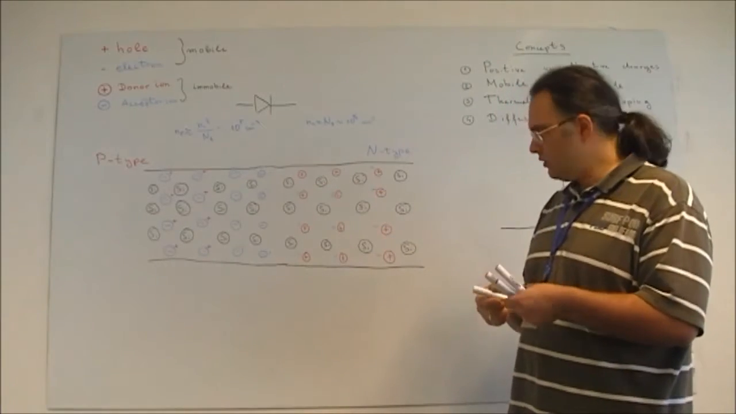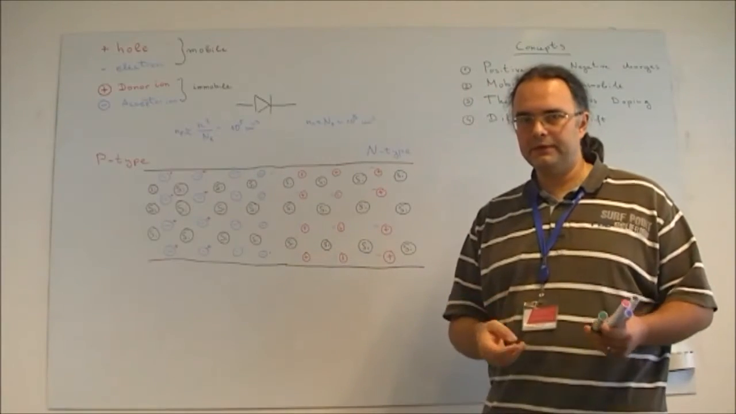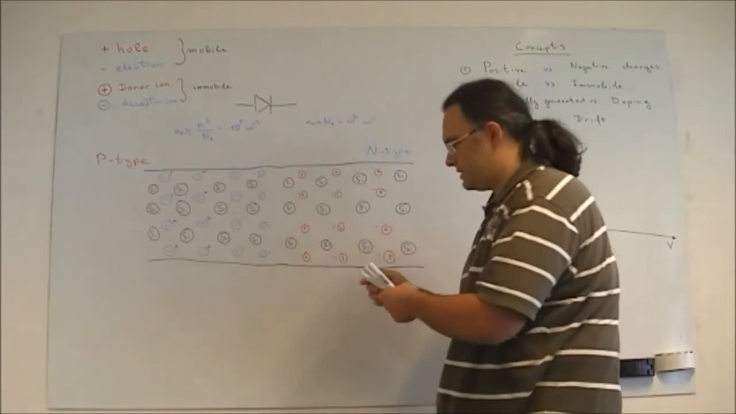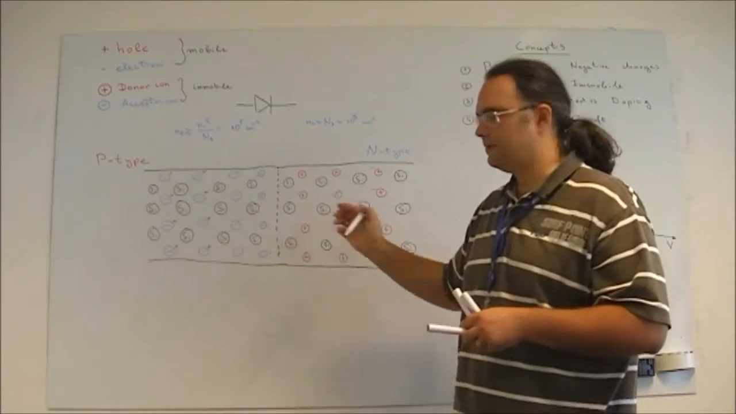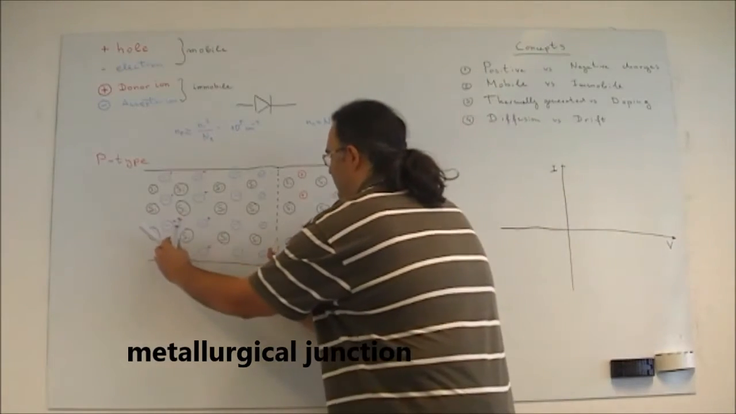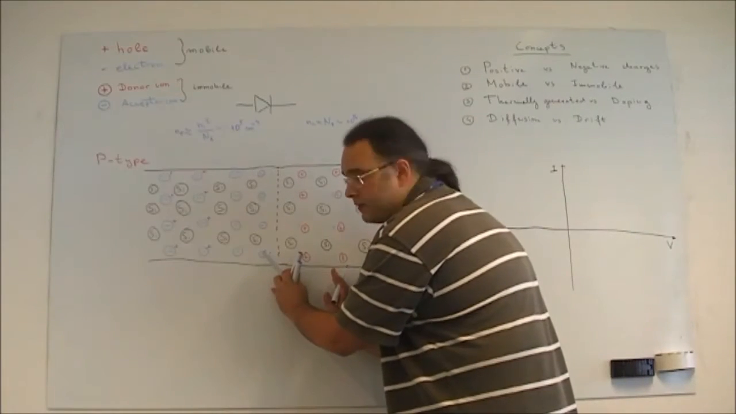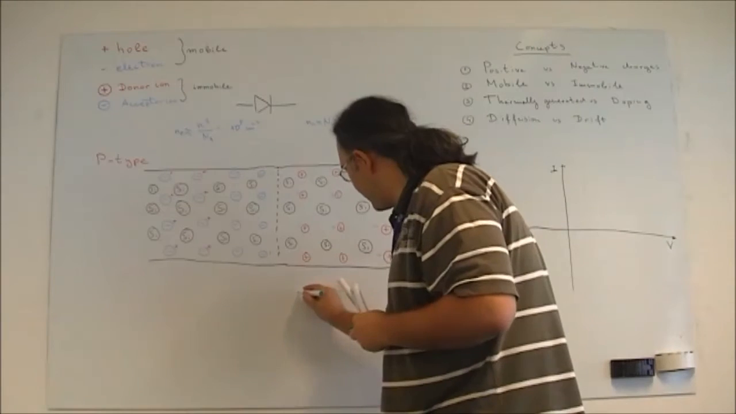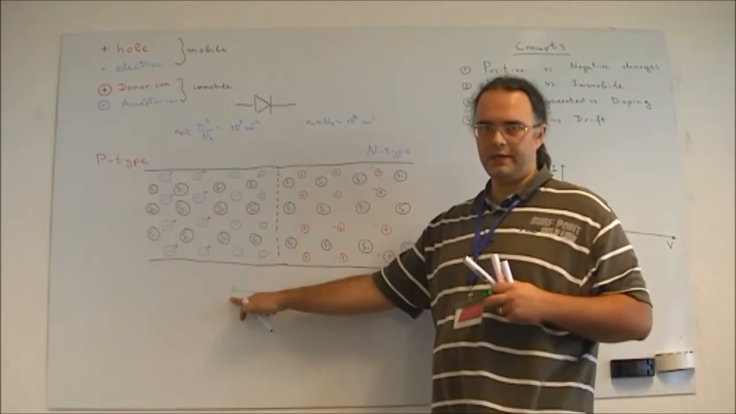So there will be actually from here to here an electric field created, because here we have positive charge, which are clearly separated by this barrier. This is the metallurgical junction, the metallurgical border between the N-type and the P-type. Here we will have positively charged ions, and here we will have the negatively charged ions. So this will create an electric field starting from here and finishing somewhere here.